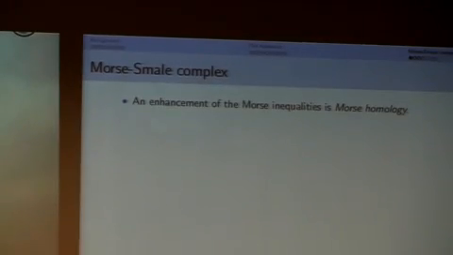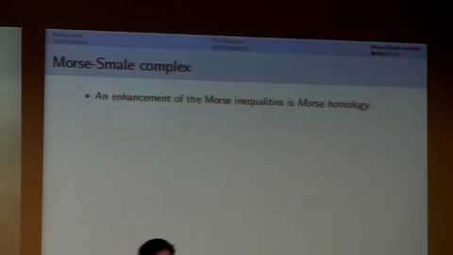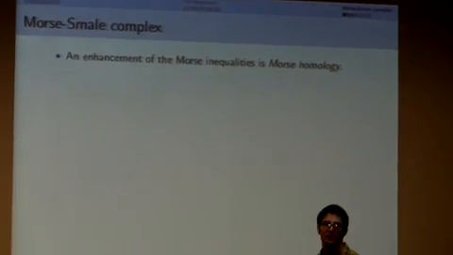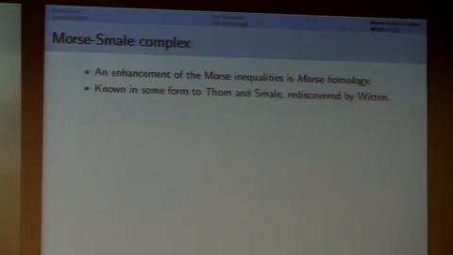All right, so in the minutes that remain, I want to talk a little bit about the Morse-Smale complex. Whereas the Morse inequalities, as I was saying, are the information you can extract from a chain complex if you don't have the differential, sort of the best you can do, you'd like to do better if you know something about the differential. So there's something called Morse homology, which historically was probably known in some form, but was rediscovered again by Witten.